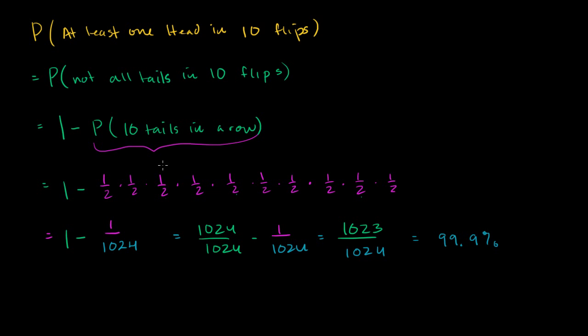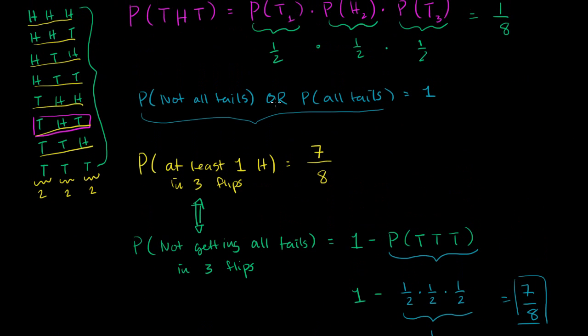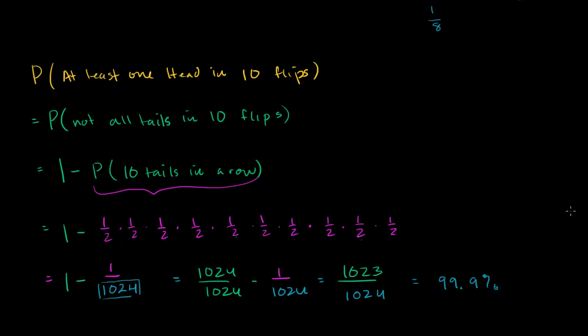And this is a pretty powerful way to think about it, because it would have taken you forever to write all of the scenarios down. In fact, there would have been 1024 scenarios to write down. So doing this exercise for 10 flips would have taken up all of our time. But when you think about it in a slightly different way, when you just say, look, the probability of getting at least one heads in 10 flips is the same thing as the probability of not getting all tails. And that's 1 minus the probability of getting all tails. And this is actually a pretty easy thing to think about.